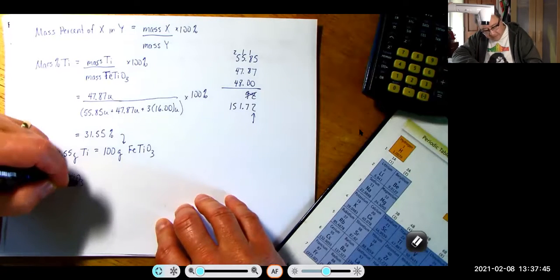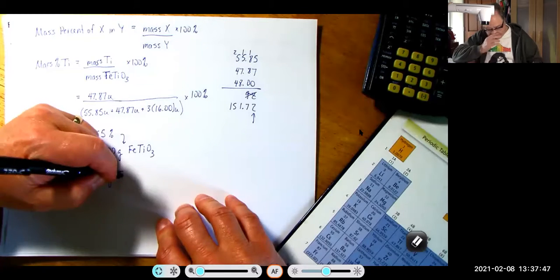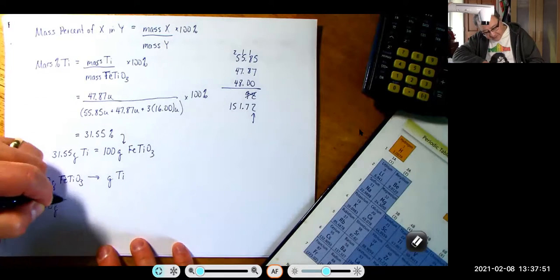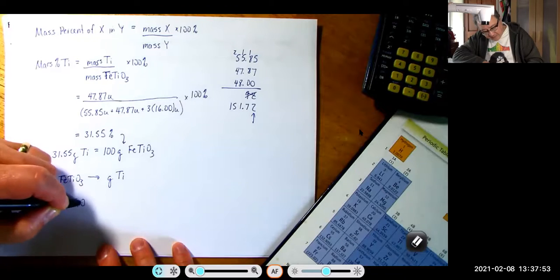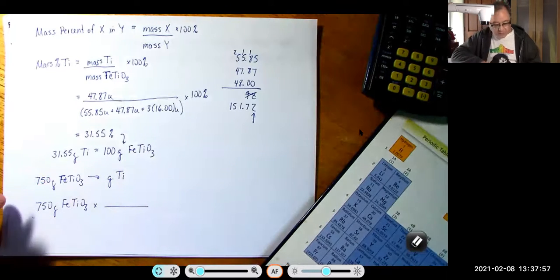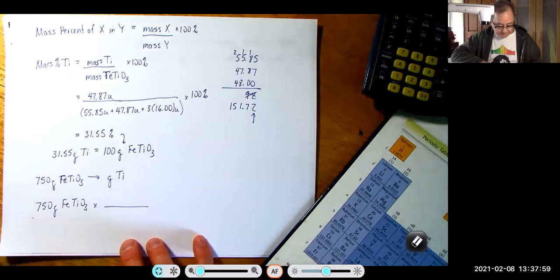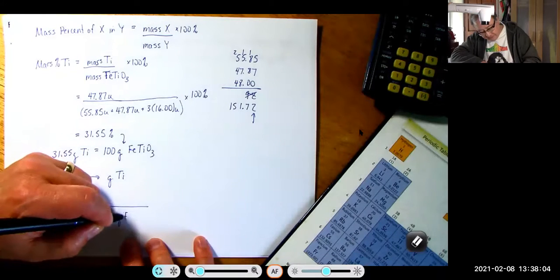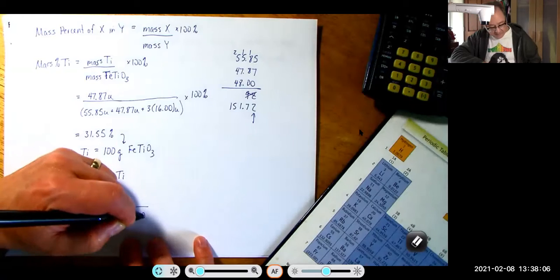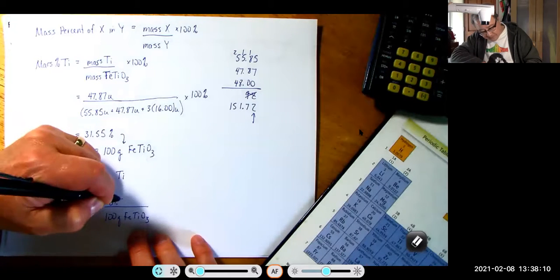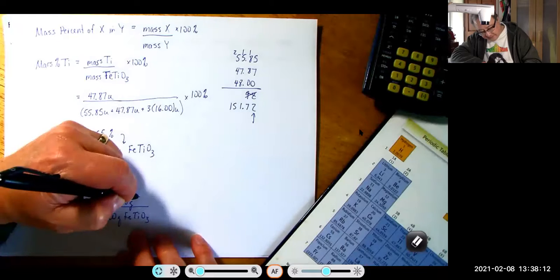Okay, so now I want to take my 750 grams of this ilmenite and I want to figure out how many grams of titanium I have. So I'm going to take the 750 grams of ilmenite and I'm going to use this idea down below. So what's going to go on the bottom? The 100 grams of this iron, titanium, or the ilmenite. And what's going to go on top is the 31.55 grams of titanium.